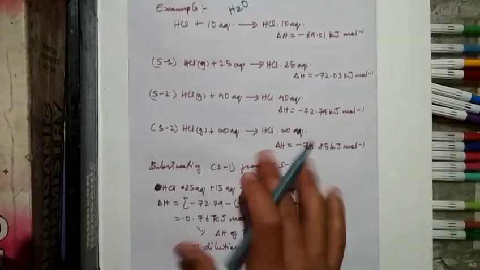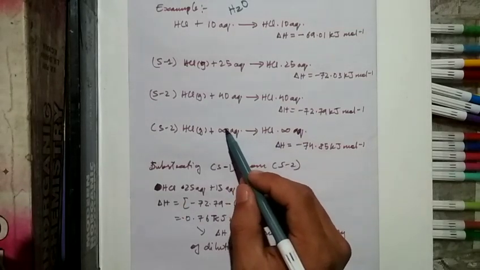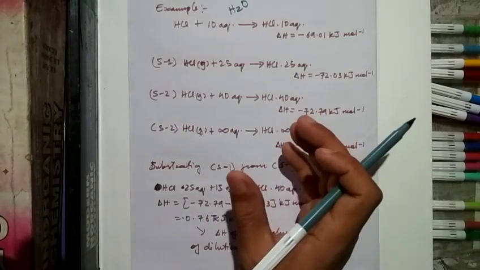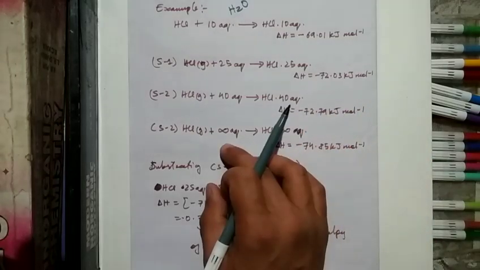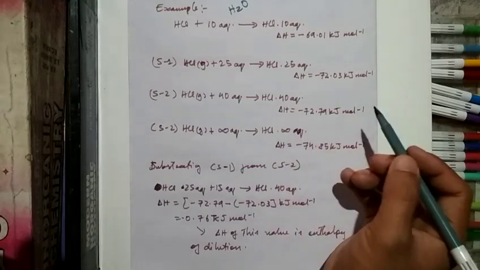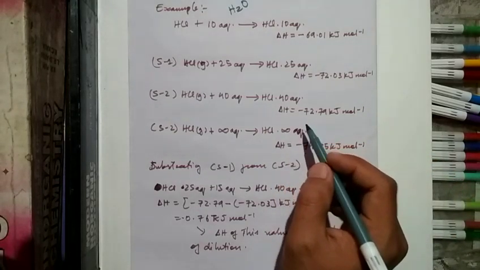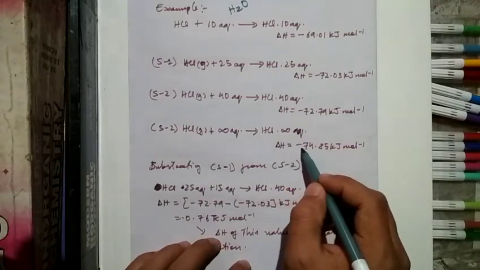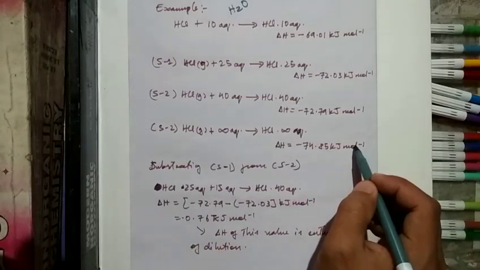The third one, this omega symbol means infinite. After adding so much solvent, we get HCl at infinite dilution. It will give delta H as minus 74.85 kilojoule per mole.